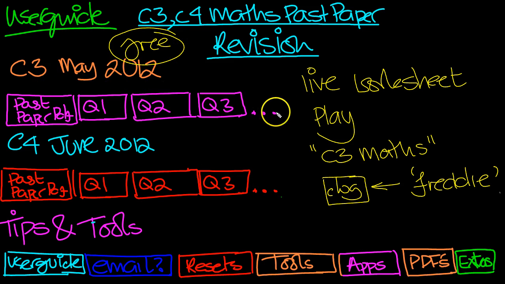This one, as I say, goes through C3 and C4 Maths past papers for the AQA Examinations Board. And this is May 2012 C3, June 2012 C4. This is how the page is laid out then.